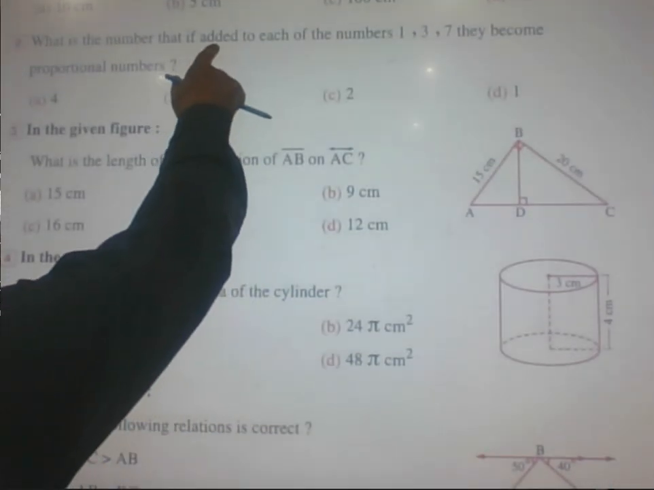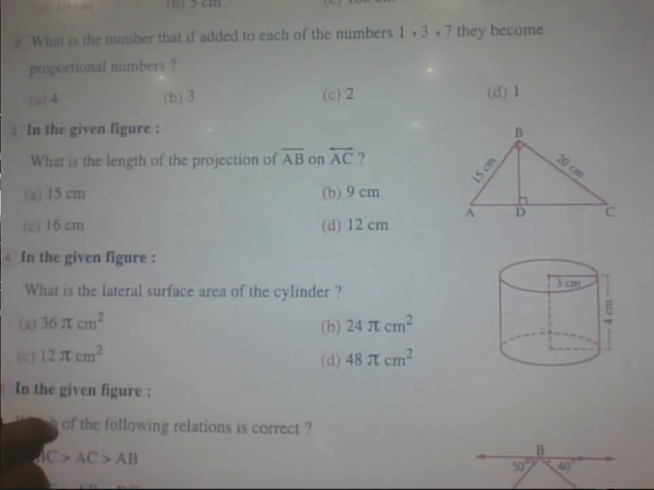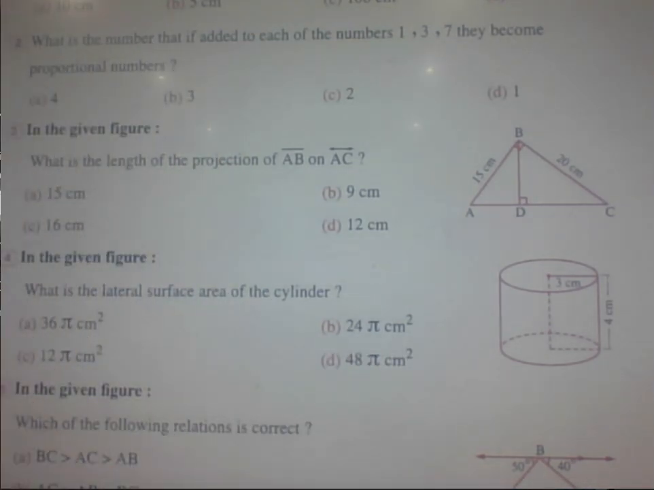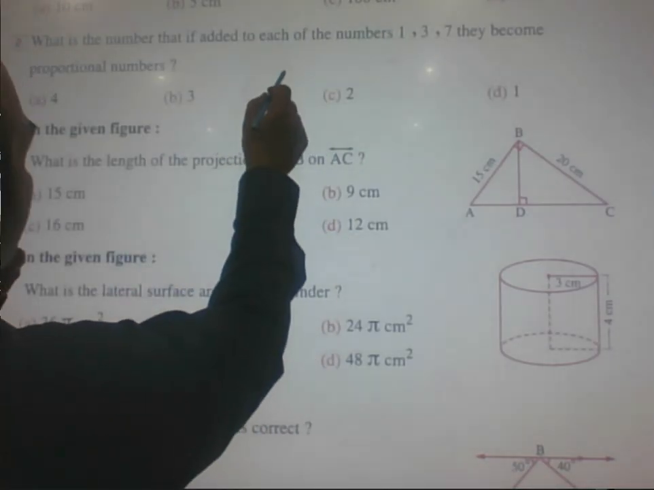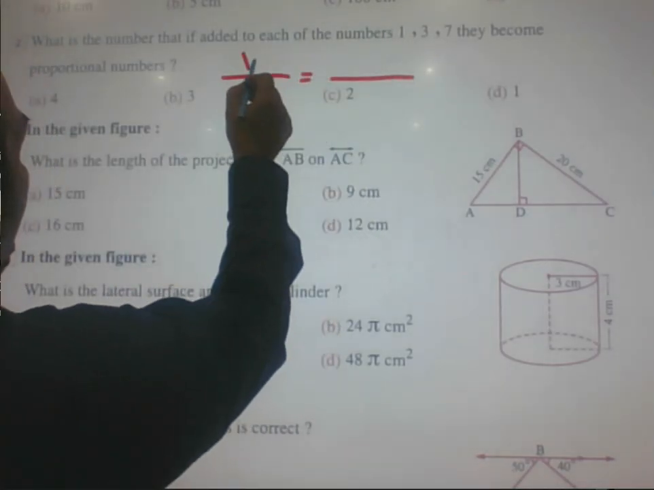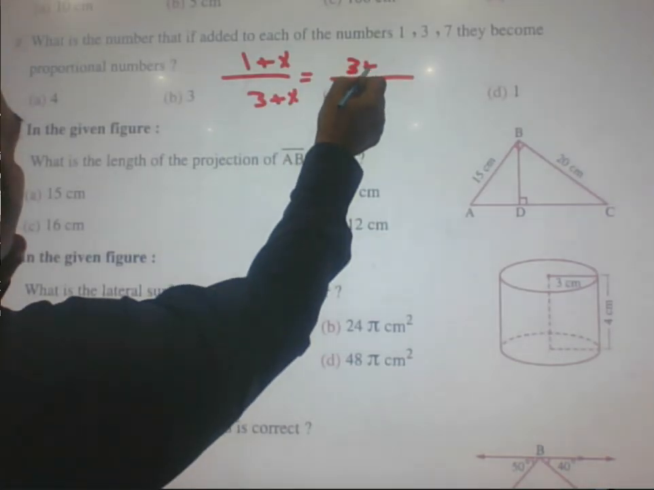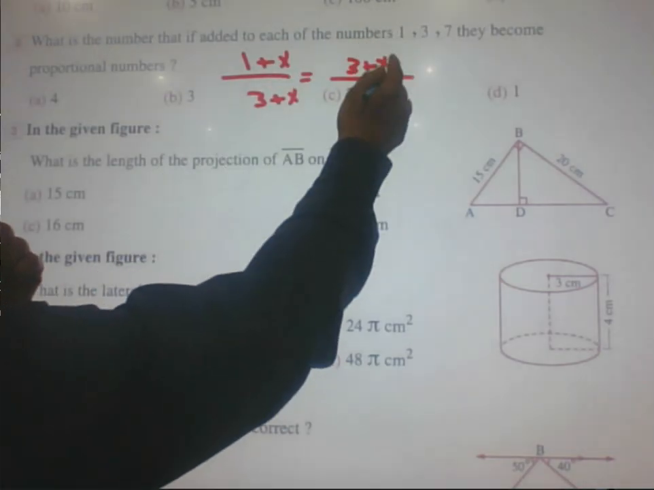What is the number that if added to each of the numbers 1, 3, 7, they become proportional numbers? We will put the number here x, and then we can write the ratio between first and second, and also second and third, because we have three numbers. Then we can write (1 plus x) over (3 plus x), and (3 plus x) also over (7 plus x). Okay, and then the product of extremes equals product of means.